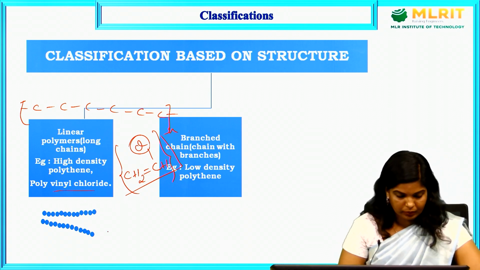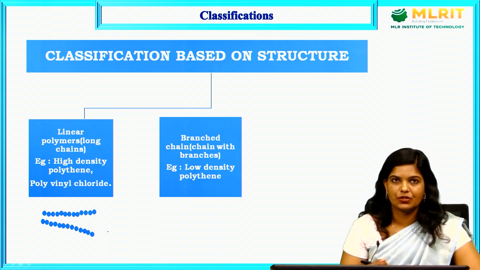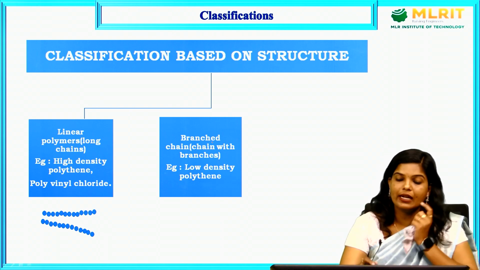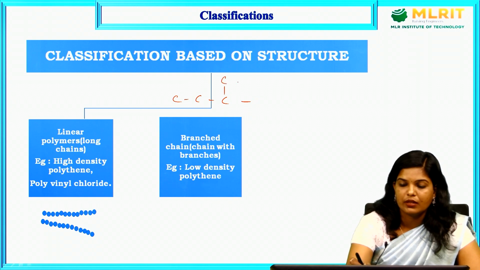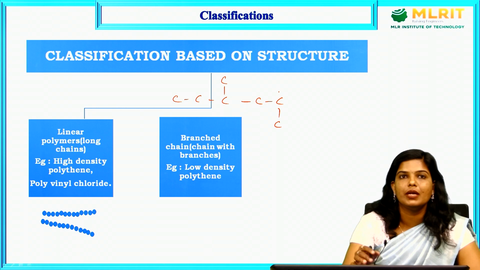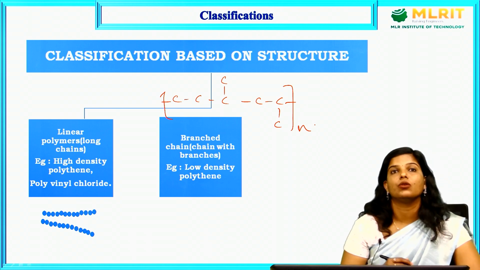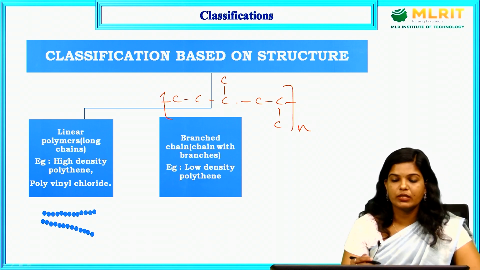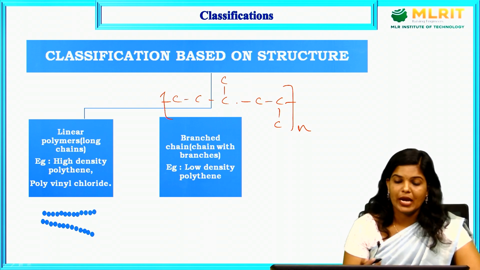The second type is the branched chain, chains with branches, right? From the name itself it is clear, and it is like low density polyethylene. For example, it can be represented as C, one branch happening here, then C, again another branch. So this way it will have a branched structure, and the polymer should always be denoted in terms of n. Continuously it will be chained but along with the branches, that is known as branched chain polymers.